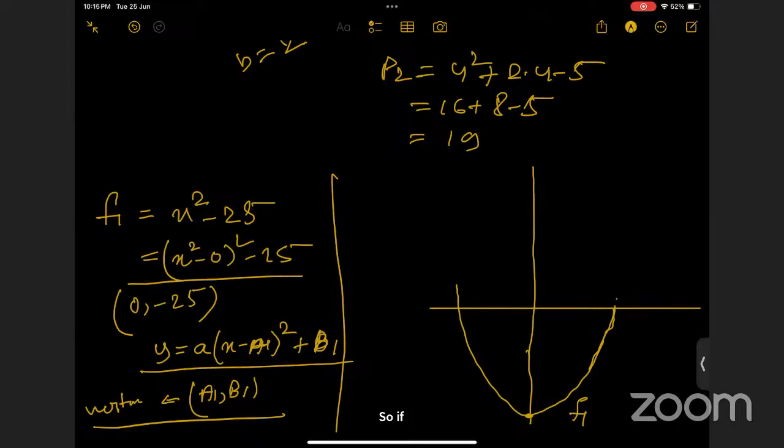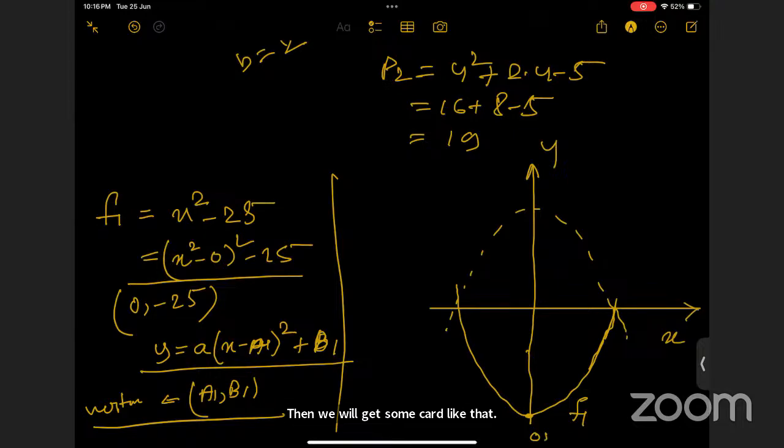So if we take the reflection of F1 with respect to our x-axis, this is our x-axis, this is our y-axis, then we will get some curve like that. Right? So this point is 0, minus 25. So here it will be 0, 25. Is it fine?